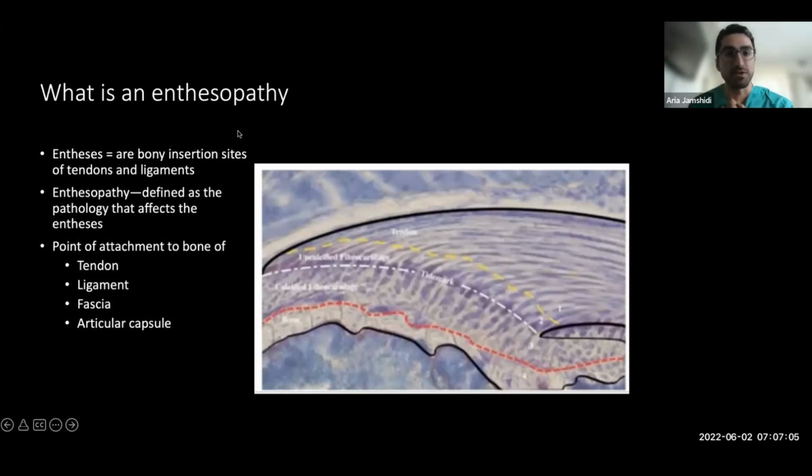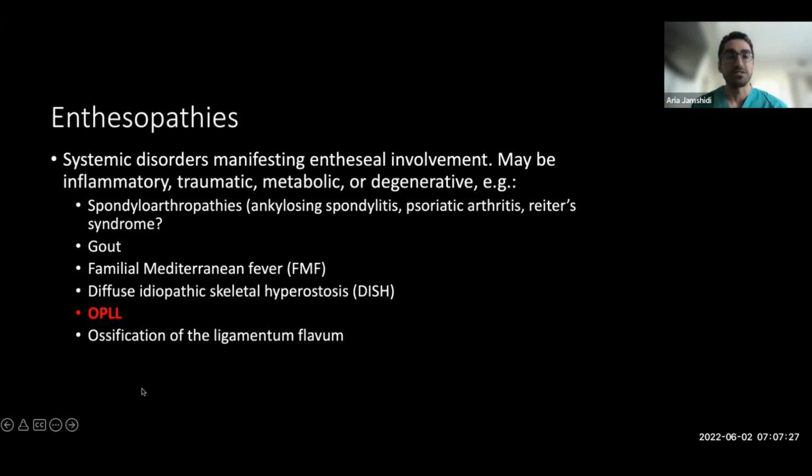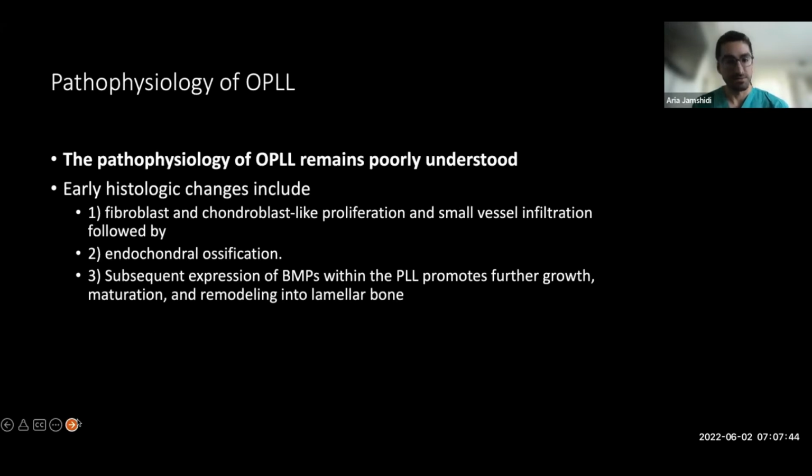This is something I didn't really know the definition of, so I went ahead and did some research on the topic. So, breaking that word down, an enthesopathy involves the bony insertion sites of tendons and ligaments. So an enthesopathy would be any pathology that affects these bony insertion sites. Other diseases that have been grouped into enthesopathies, including OPLL, are things that early on we were confusing OPLL for. So things like DISH, ossification of the ligamentum flavum, spondyloarthropathies, and gout are just a few examples.